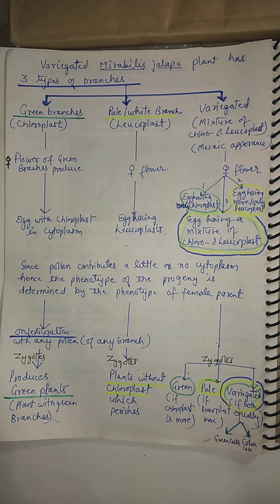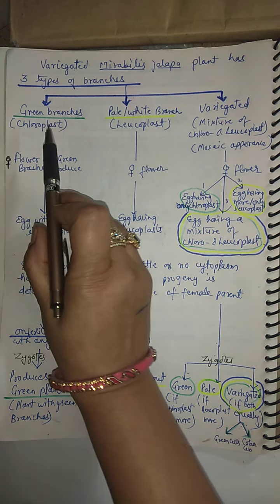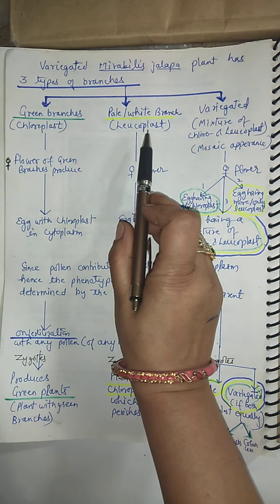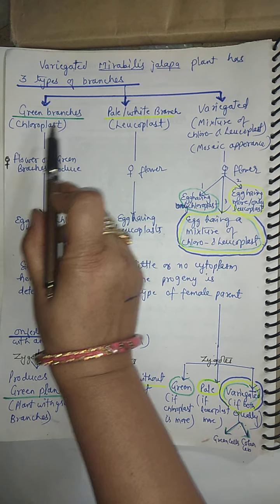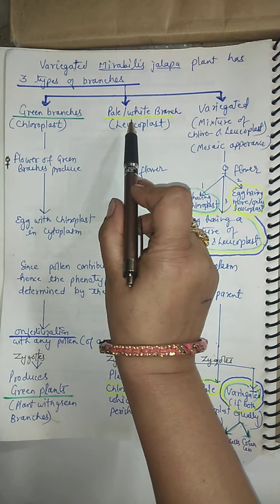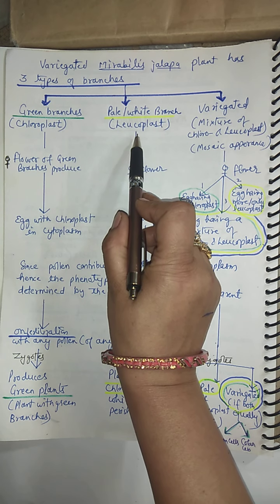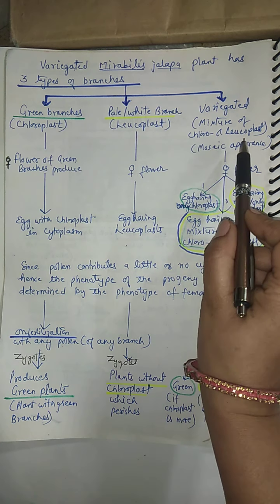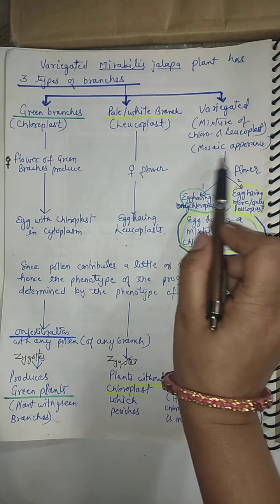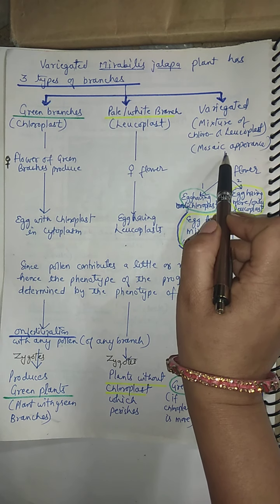Carl Correns noticed variegation in Mirabilis jalapa. The variegated plant has three kinds of branches: a green branch, a pale white branch, and a variegated branch. The green branches have chloroplasts, the pale white branches contain leucoplasts, and the variegated branches contain a mixture of chloroplasts and leucoplasts, which gives a mosaic appearance to that branch.